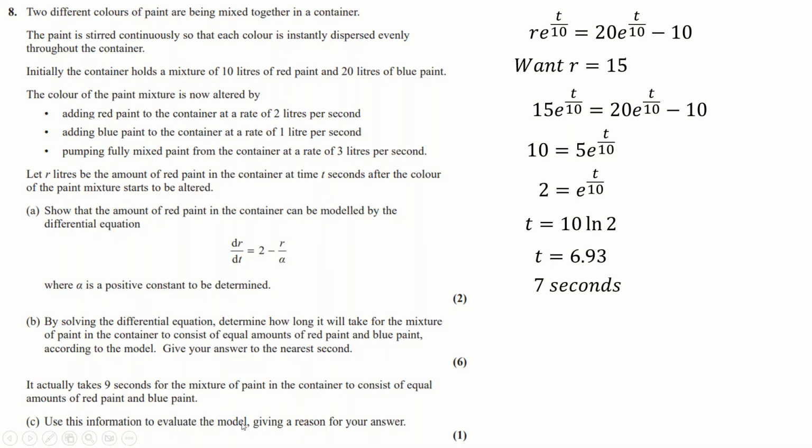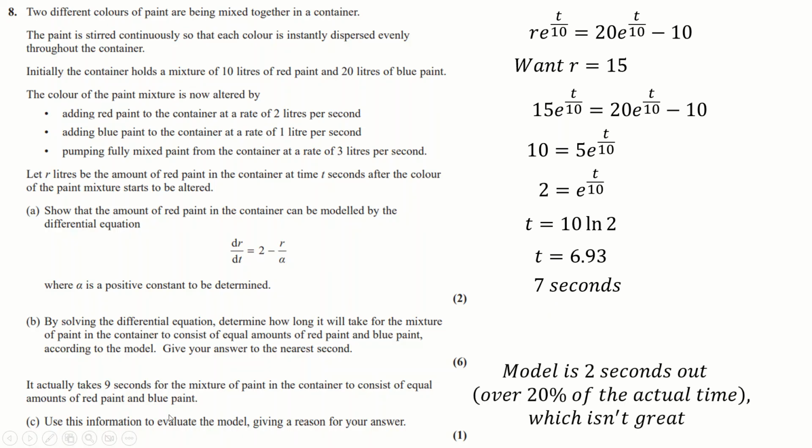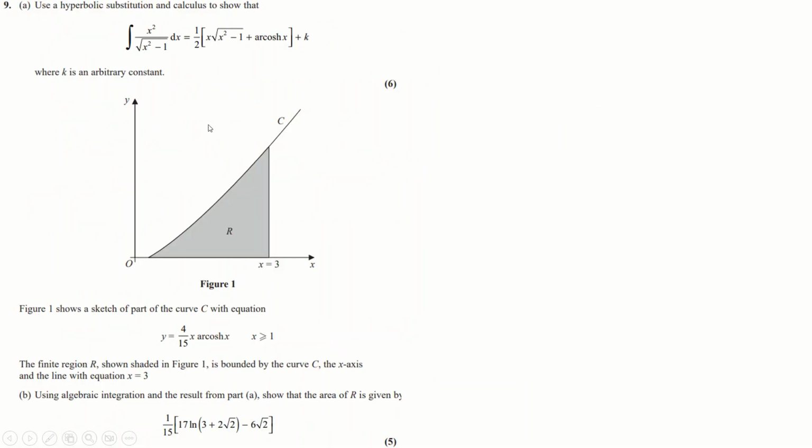Use this information to evaluate the model. So it says it apparently actually takes 9 seconds. Now, 2 seconds, if this was estimating the length of a year, 2 seconds wouldn't be a lot, but it's only a 9-second process, and we've estimated 7 seconds. That's over 20% of the actual time out. So that's probably not great. Say it's not great, and then give some kind of justification for an answer like this, and you should be okay.